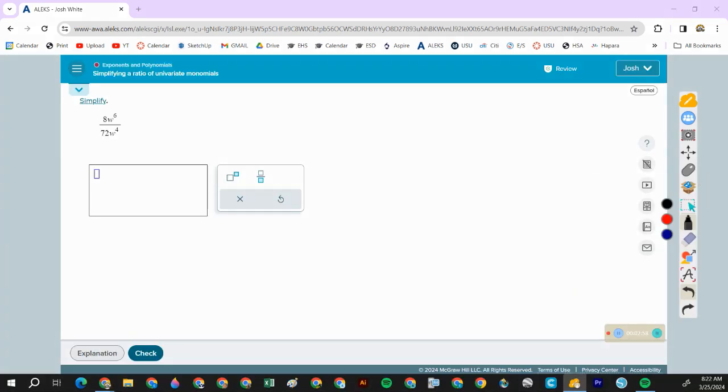All right, what do 8 and 72 share? They share an 8. So pull an 8 out of each of those. And I'm going to pull a w to the fourth out of each of those. So w squared on top.